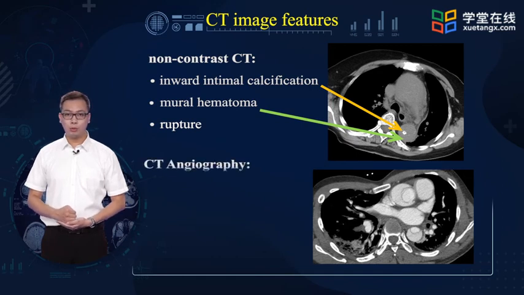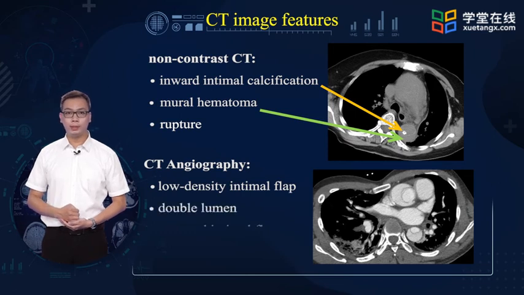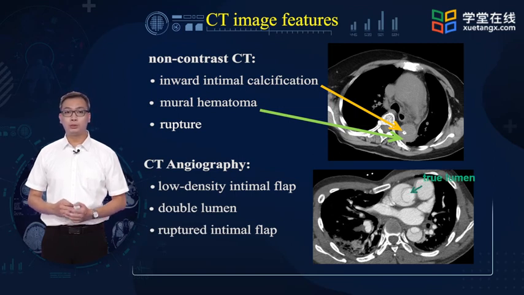CT angiography can clearly indicate not only the low-density intimal flap, which divides the aorta into two lumens, including the true and false lumen, but also the ruptured intimal flap.